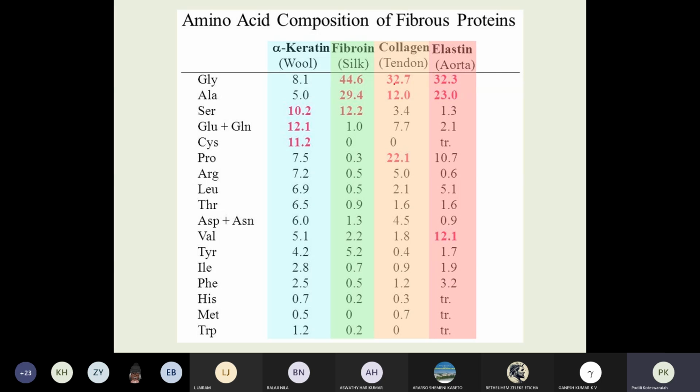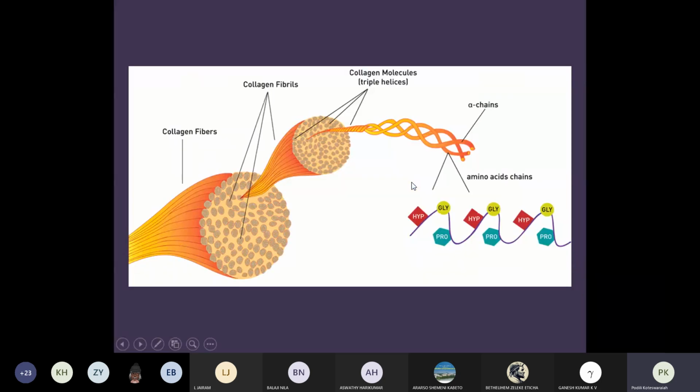And as I said, every third amino acid is glycine. Therefore, there is 32.7% of the amino acid glycine, and in addition to this, it also has proline. The percentage of the other amino acids is less compared to glycine and proline. And of course, now we come to collagen biosynthesis.